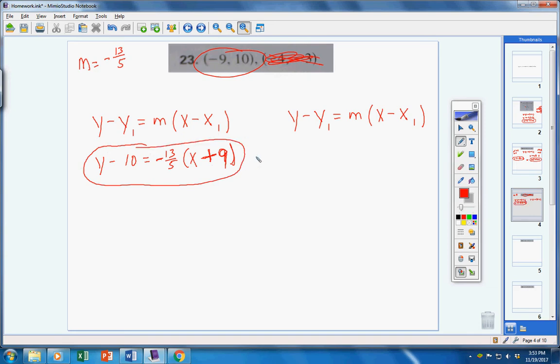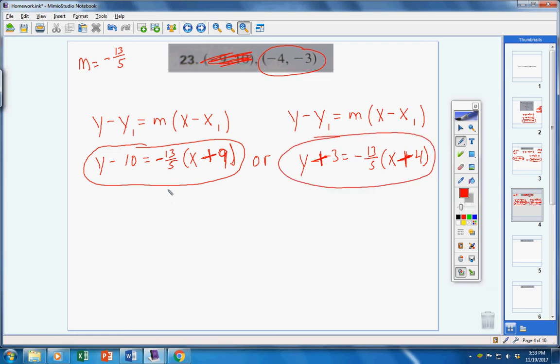That's one answer. Or, if you chose to use this point here, then you would get this answer here. Y minus negative 3 equals m, which is negative 13 fifths, x minus negative 4. Of course, negative negative is a positive. And there we go. So either one of these two answers, students, would be fine.